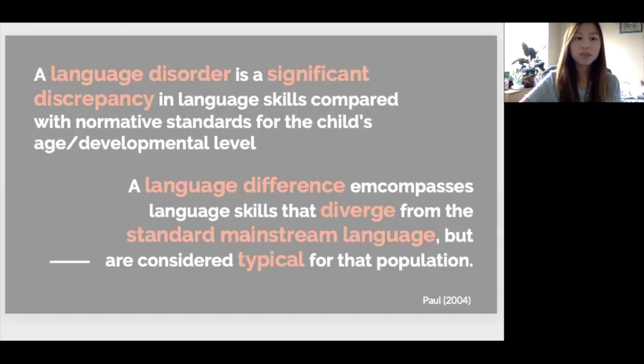Dr. Ria Paul once defined language disorder as a significant discrepancy in language skills compared with normative standards for the child's age or developmental level, while a language difference encompasses language skills that diverge from the standard mainstream language but are considered typical for that population.